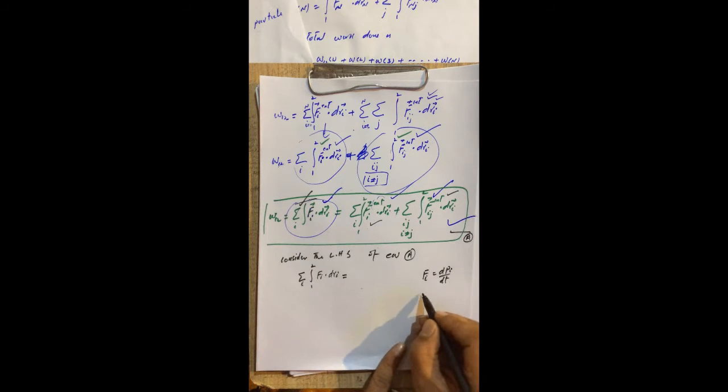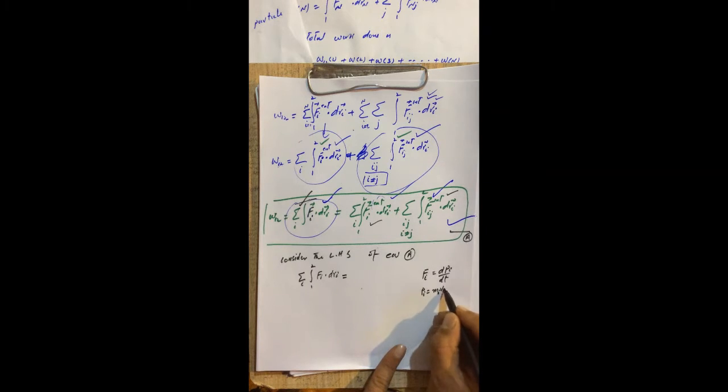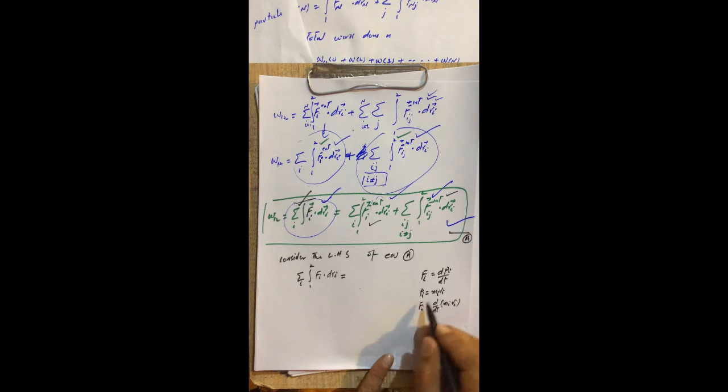Now we know that momentum P is equal to mass times velocity. So if it is the ith particle's momentum, then this will be the mass of the ith particle and this will be the velocity of the ith particle. So we have this Fi, which is equal to d over dt of mi vi. But mass is constant, so we can keep it outside of this differential operator. So we have mi dvi over dt. So this total force on the ith particle can be replaced by this term now.